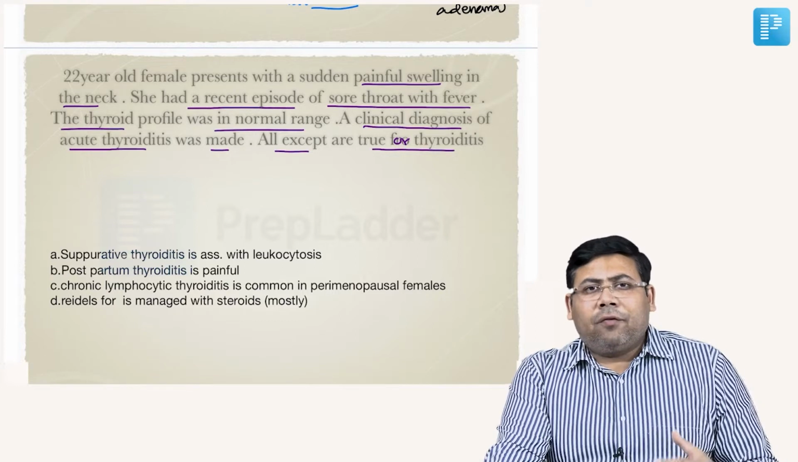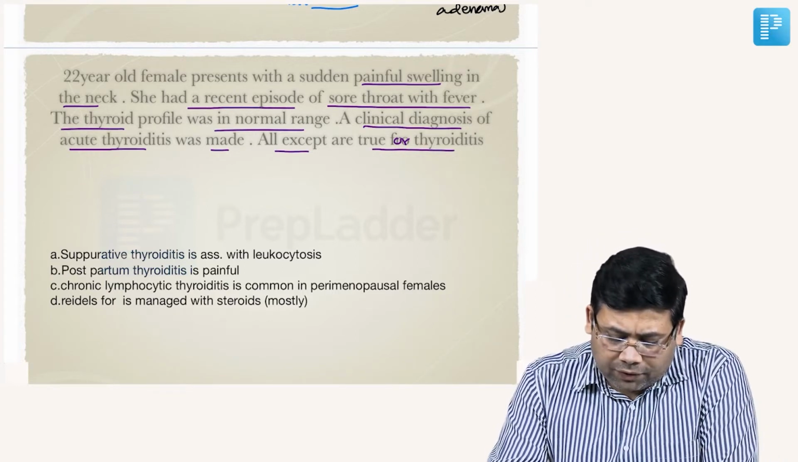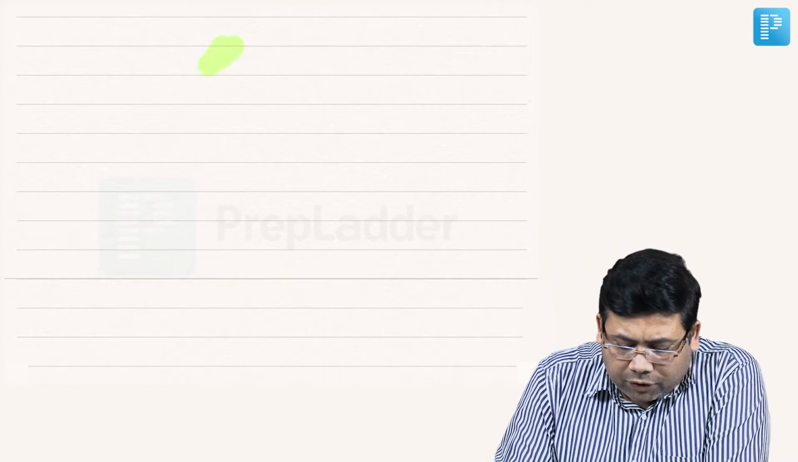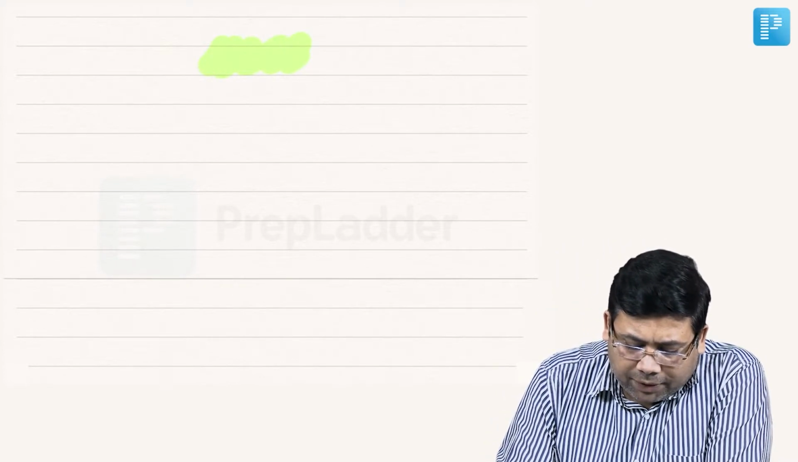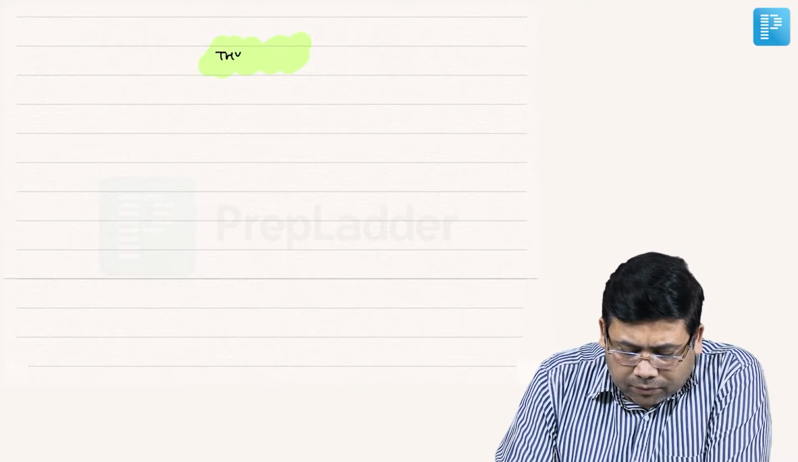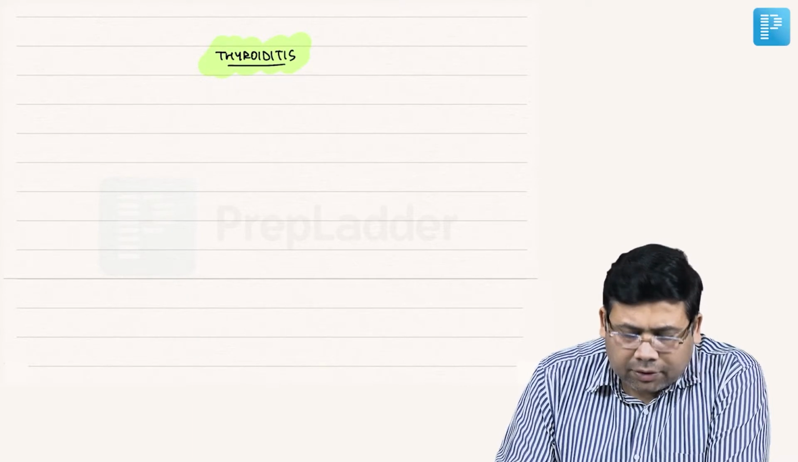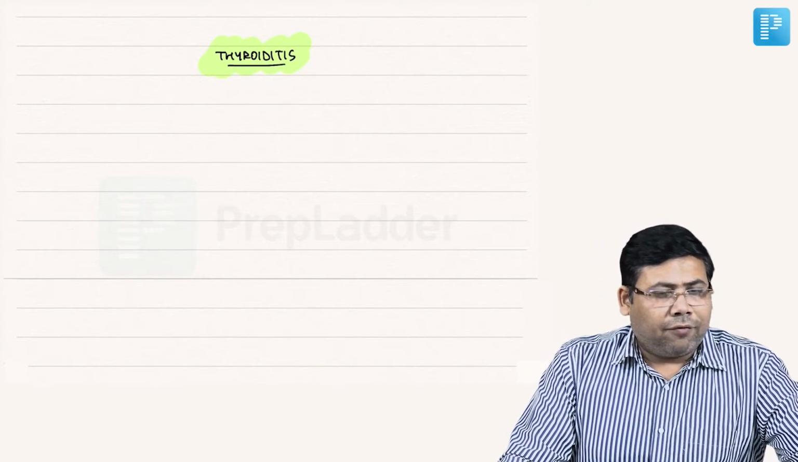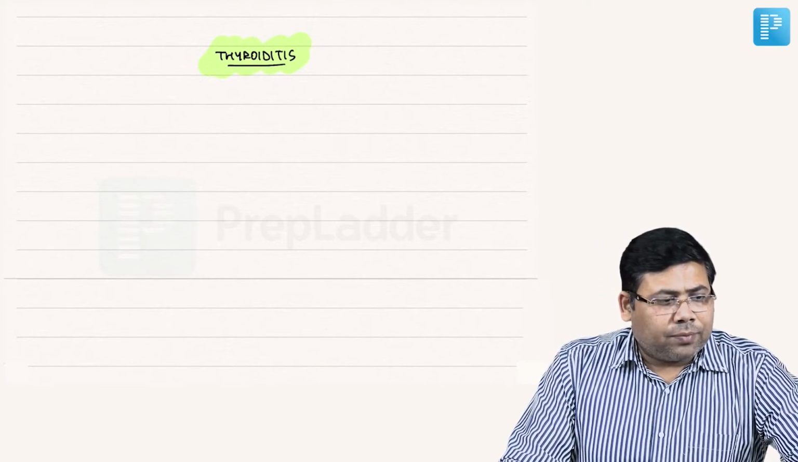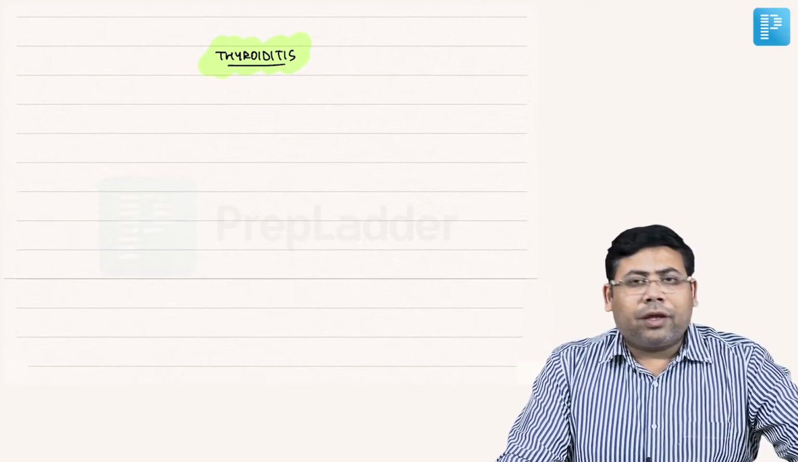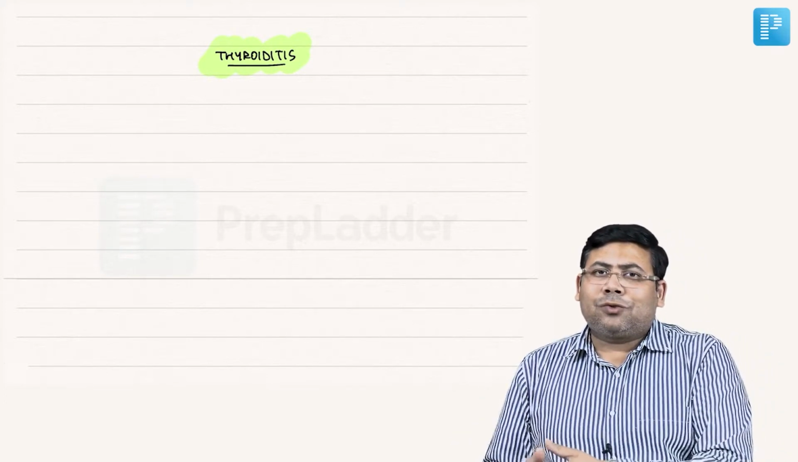So basically, now we have to understand the various forms of thyroiditis. Very quickly, I'll compare all the thyroiditis in front of you, and you will have a basic idea about thyroiditis. So when we talk about thyroiditis, there are 2-3 things that we all have to understand. What are the types of thyroiditis? What is the initial presentation for them? What are the associated complaints?